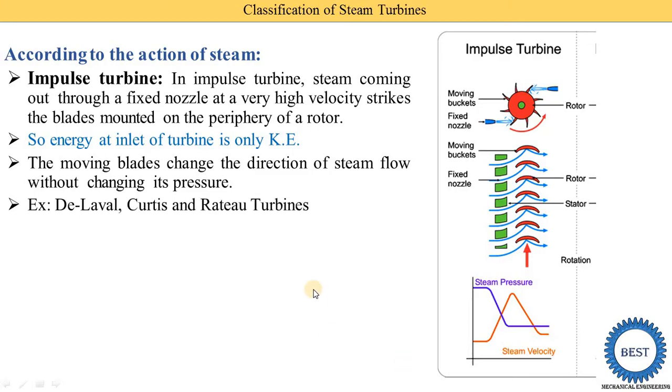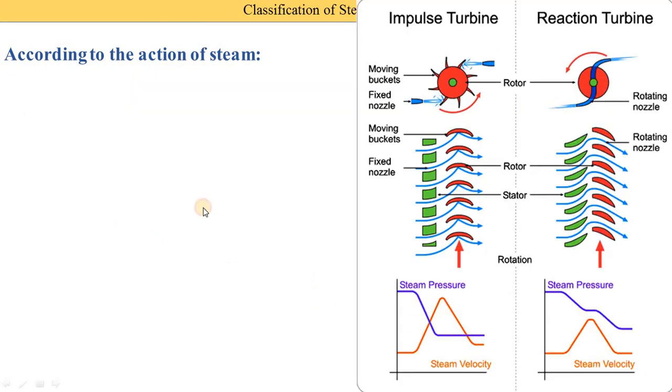Examples of impulse turbines are the De Laval turbine, the Curtis turbine, and the Rateau turbine. So what is the conclusion for the impulse turbine? In impulse turbines, the steam has kinetic energy at the outlet of the nozzles, and the pressure in the turbine remains constant. These are the examples of impulse turbines. Next, we will understand reaction turbines.